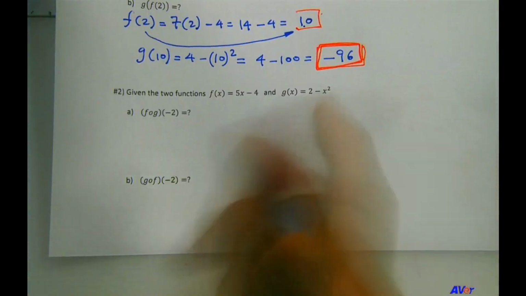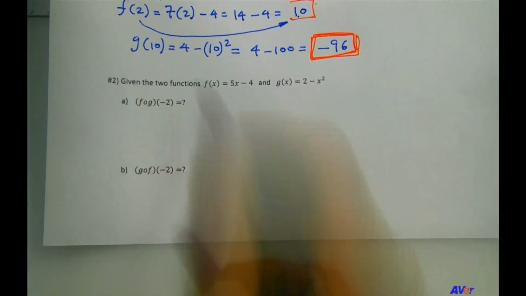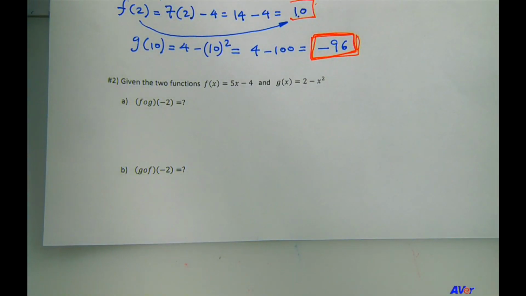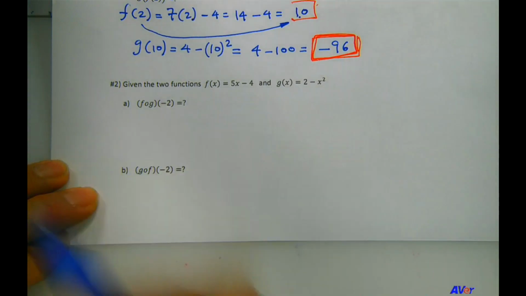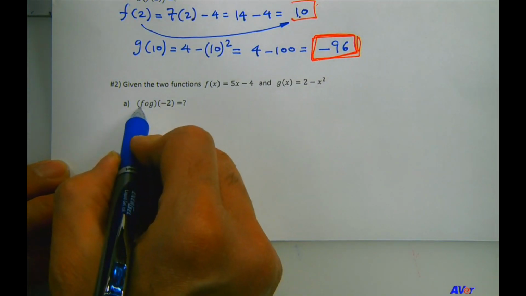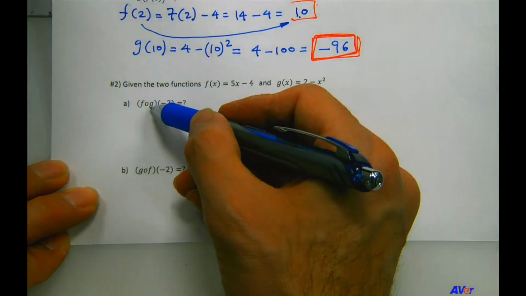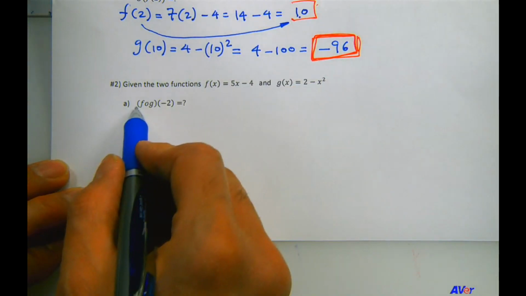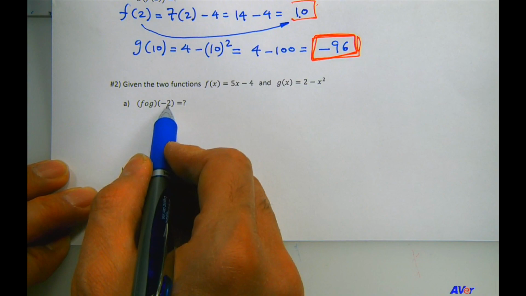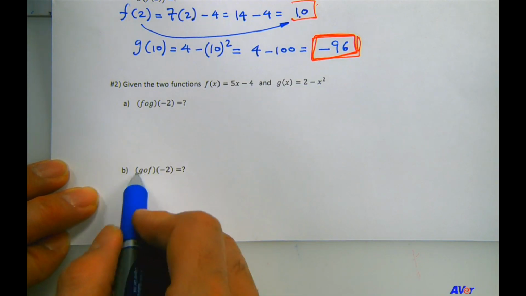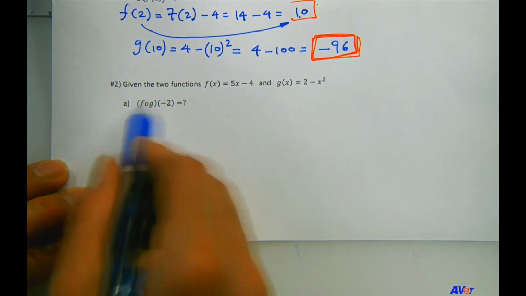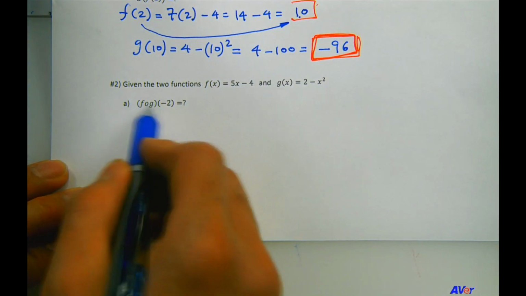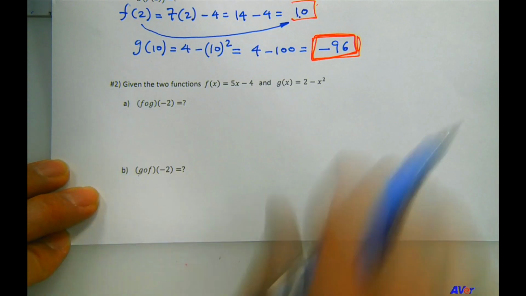All right, once again, please pause the video, answer this question on your own scratch paper, and then come back to the video. So, given two functions f and g, calculate, now this is the other notation, right? So calculate composition of f and g at negative 2, and composition of g and f at negative 2. So we're reversing those two functions. The order of the composition function, we're reversing that order.